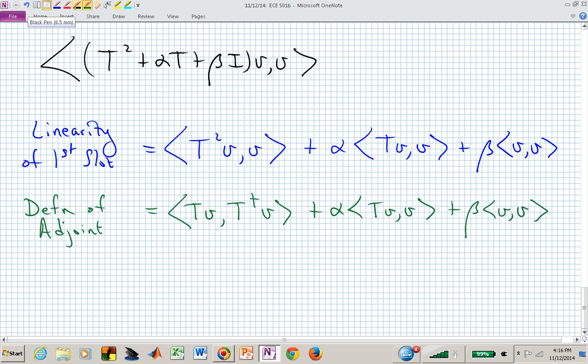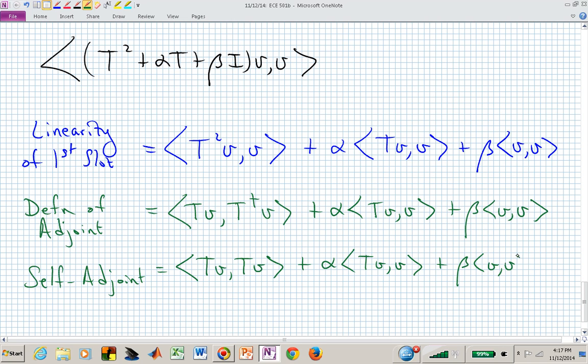We made another assumption on t. We said it was self-adjoint. Let's now use that relationship, meaning whenever we see the adjoint, let's just replace it with t, since if it's self-adjoint, t is equal to t dagger. So we now have tv with tv plus alpha tv with v plus beta v with v.